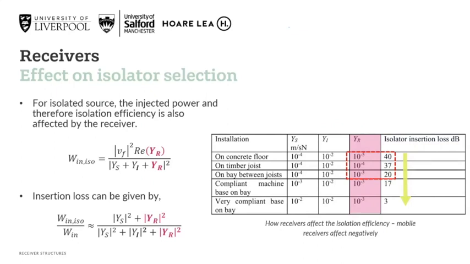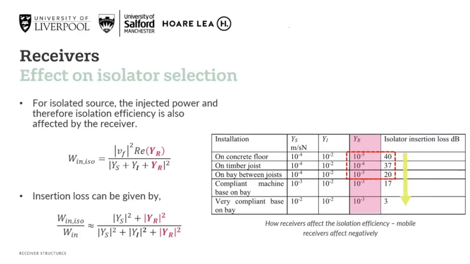So, like power into a receiver structure coming from a source directly coupled to the receiver, if you had an isolated source, you'll still have some power transmission into the receiver. And the first equation that's there governs the power that goes into the receiver when you also have an isolator in your assembly. The term YI refers to the mobility of the isolator, which would be the mobility of a kind of spring element.